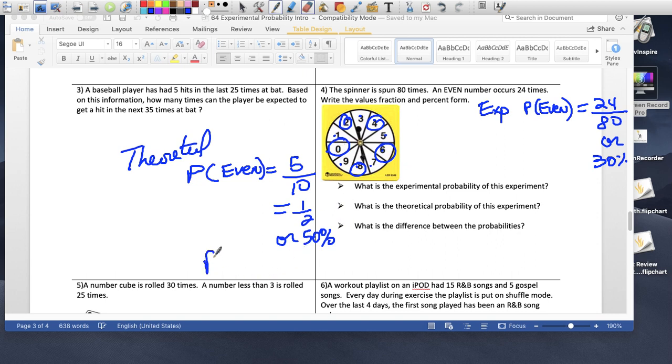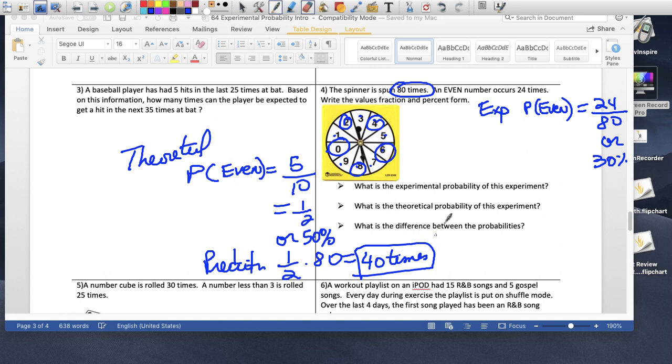So if I am going to make a prediction here, so half, how many times are we going to spin this? 80 times. So if you spin this 80 times, I'm going to predict that it's going to land on an even number half times 80, which is 40 times. Did that actually happen? Did it land on an even number 40 times? No, it didn't. How many times did it land? 24. So what was the difference between these two? 40 minus 24? 16 times. That was the difference.